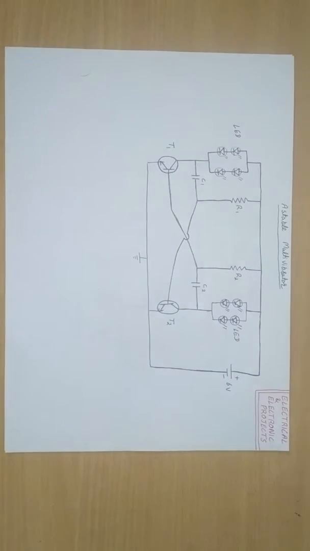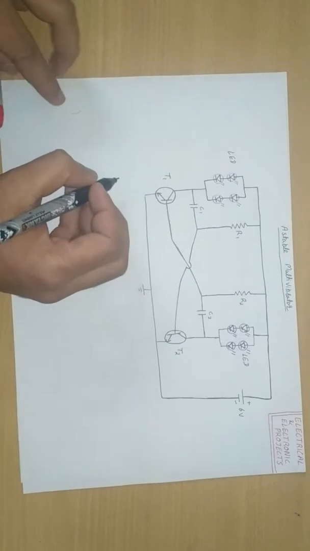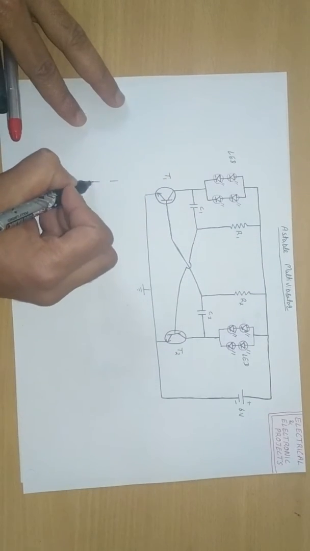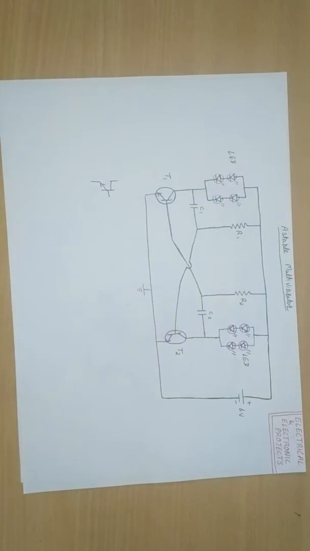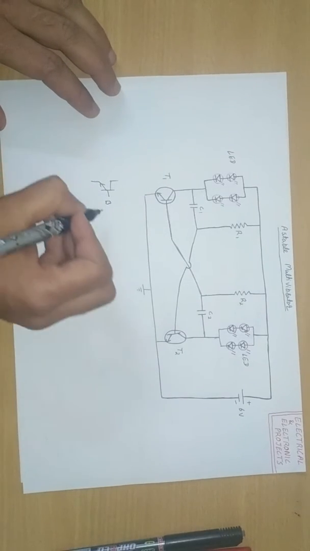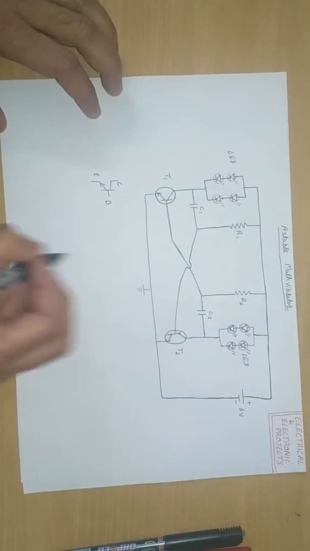So let's look into the circuit. First, look at the function of the transistor. So we draw a transistor. We take a black marker. Friends, this is a transistor symbol. This is base, this is emitter, and this is collector.